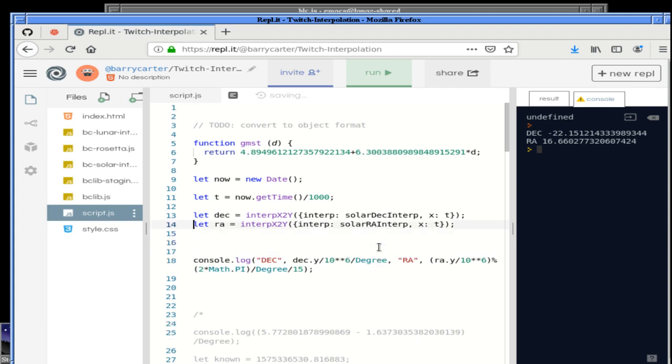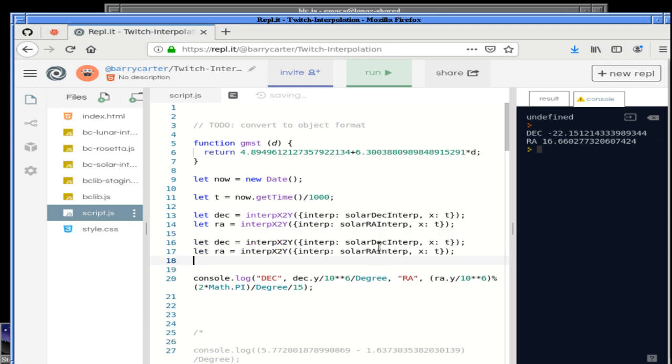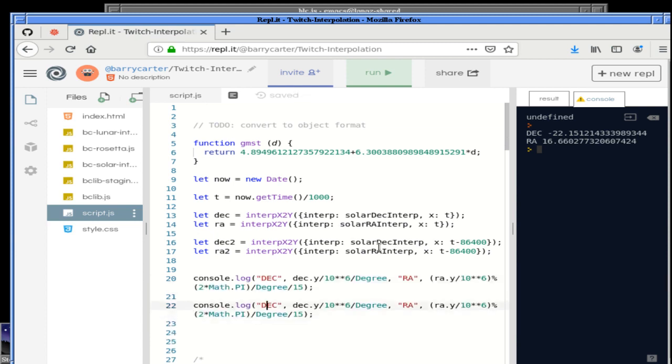Let's actually answer that question. So what we can do here, let's compute the exact same thing, but one day ago. So how much has it moved in a day? Well, a day is 86,400 seconds, so we just change this value to this minus 86,400, and then of course we need to console log that separately. I don't know what this is going to do, by the way.